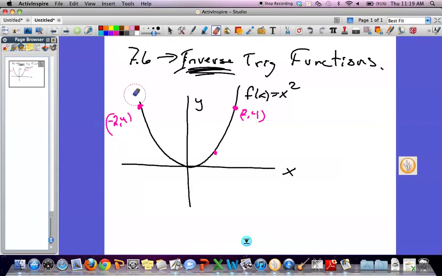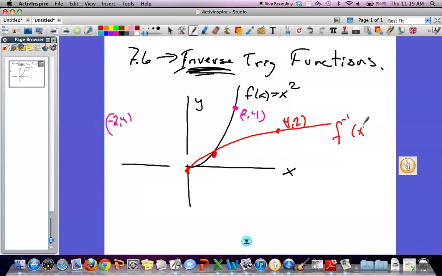If I took this part off, it would have an inverse because it would pass the vertical line test, it would pass the horizontal line test. And how we graph that is we just change our ordered pairs around. So we'd have 0, 0 still, 1, 1 still, but instead of 2, 4, we'd be out here at 4, 2. So the thing looks something like this. That is the inverse, and we identify the inverse like that, F inverse.